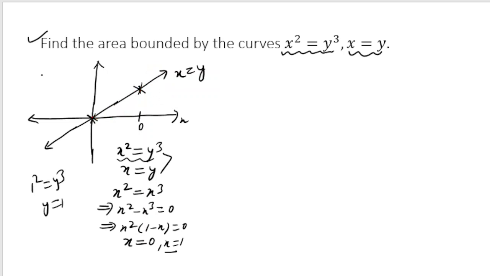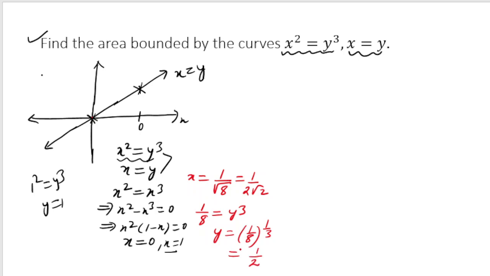So I will just take a very basic approach, something which has been taught to us in early childhood. Suppose I take a point x is equal to 1 by under root 8. So 1 by under root 8 is basically 1 by 2 root 2. Okay. So if I take x square, x square will become 1 by 8 and it will be equal to y cube. So what will be y? y will be 1 by 8 to the power 1 by 3. So that will give me nothing but 1 by 2, right? Because 1 by 8 can be written as 1 by 2 cube.